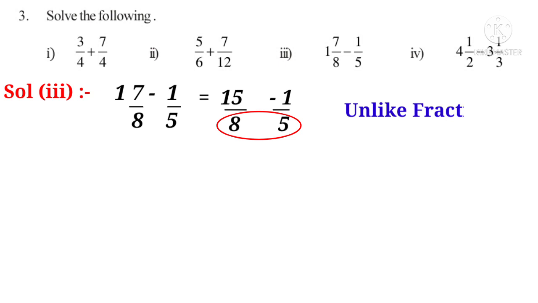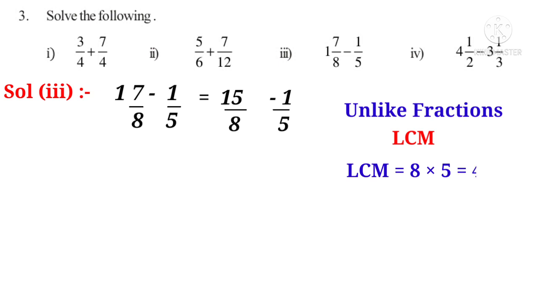Here the denominators are different, so these are unlike fractions. So let us find the LCM. The denominators 8 and 5 are not divisible by any common number, so their LCM is nothing but their product. That is 8 into 5, which is equal to 40.